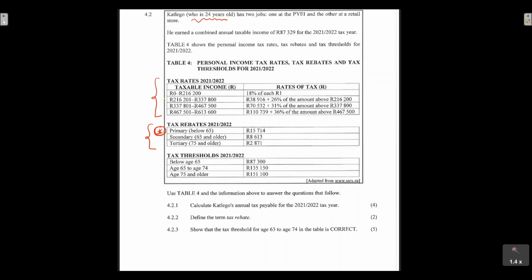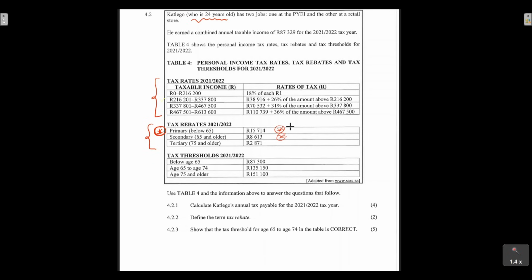So let's say, for example, Katlawa is actually 67 years old. After we've calculated his tax rate, what do we need to do in terms of calculating the discount or the relief that he'll get from SARS? Because he is 67, the tax rebates that he'll qualify for would be the primary rebate, because everyone qualifies for the primary rebate, and the secondary rebate.